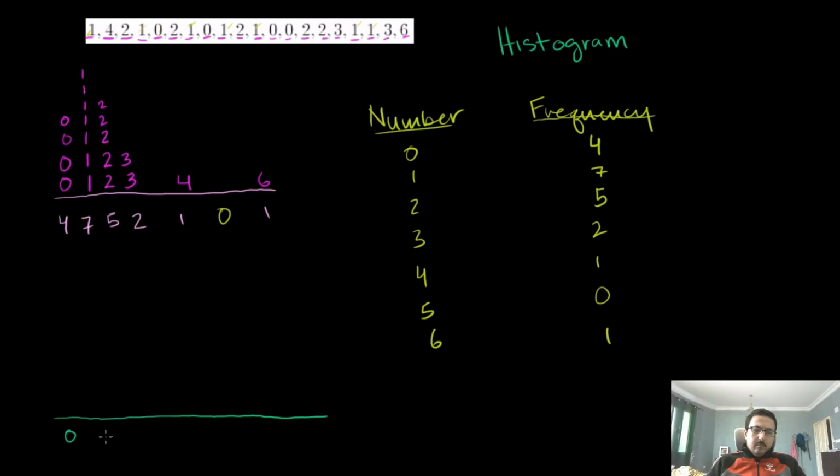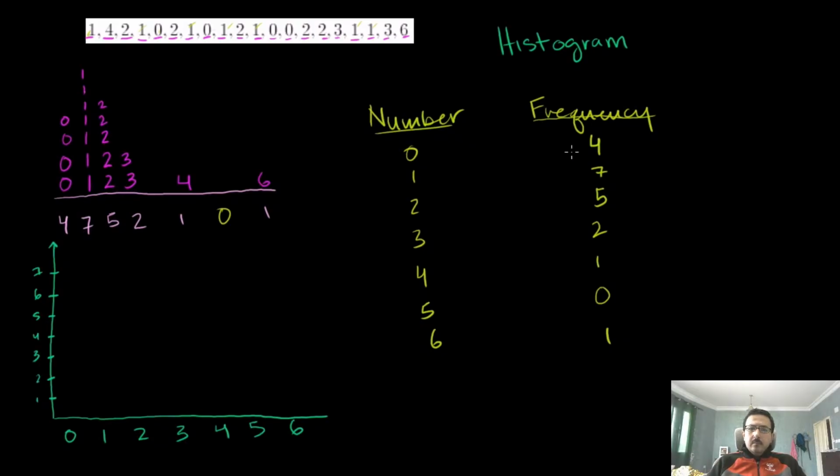But here they fit into nice little buckets. So you have the numbers 0, 1, 2, 3, 4, 5, and 6. These are the actual numbers. And then on the vertical axis, we're going to plot the frequency. So 1, 2, 3, 4, 5, 6, 7. So that's 7, 6, 5, 4, 3, 2, 1.